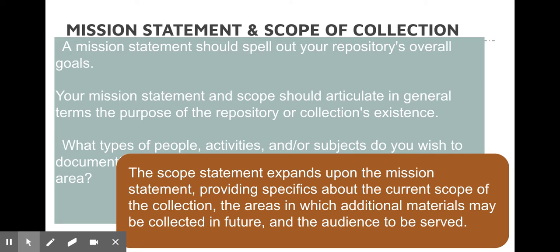So when starting an archive, it's important to have a mission statement and scope of collection. You want to make sure that you think through exactly what you want to focus on. You can't collect everything. For example, even the National Archives only collects about 3% of federal records created.